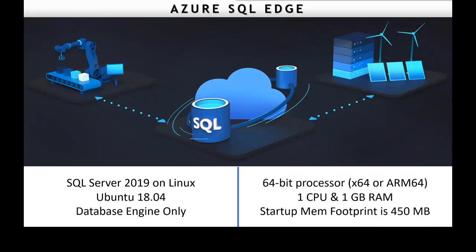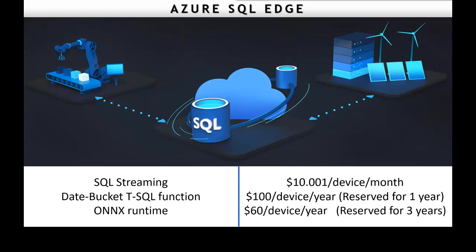A couple of other things I'm going to cover here: in this version, you have some features that many other SQL Server versions do not have. For example, you have SQL streaming. SQL streaming is based on the same engine that powers Azure Stream Analytics, and it provides real-time data streaming capabilities in Azure SQL Edge. We have a date bucket T-SQL function, and that's mostly for time series data analytics. And it also supports ONNX runtime. That's mostly for the machine learning capabilities.